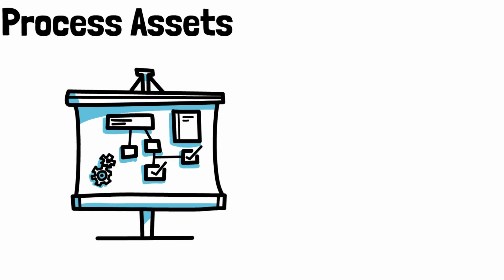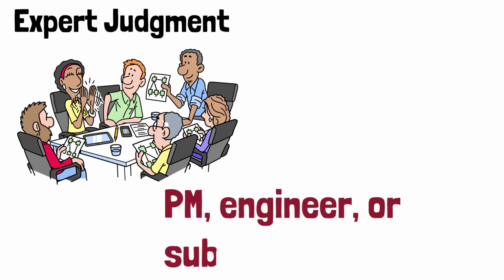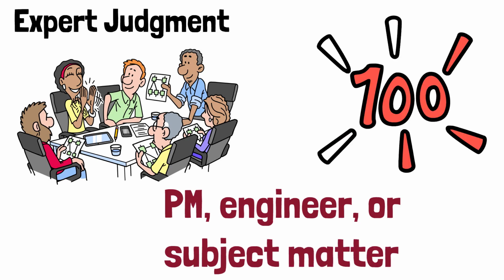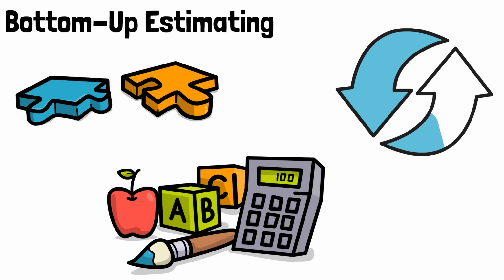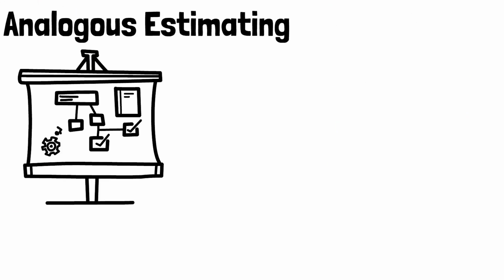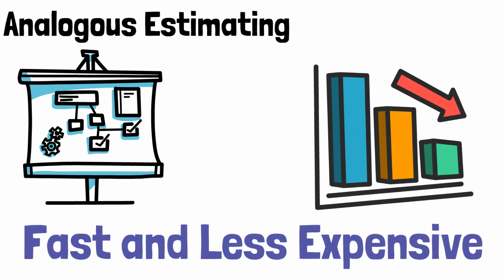Here are the tools and techniques you'll use to get it done. Expert judgment. Sometimes you just need that seasoned PM, engineer, or subject matter expert to weigh in. Bottom-up estimating. Break each activity down into pieces, estimate resources at the smallest level, and roll it up. Analogous estimating, using historical data from similar projects. Fast and less expensive, but less precise.